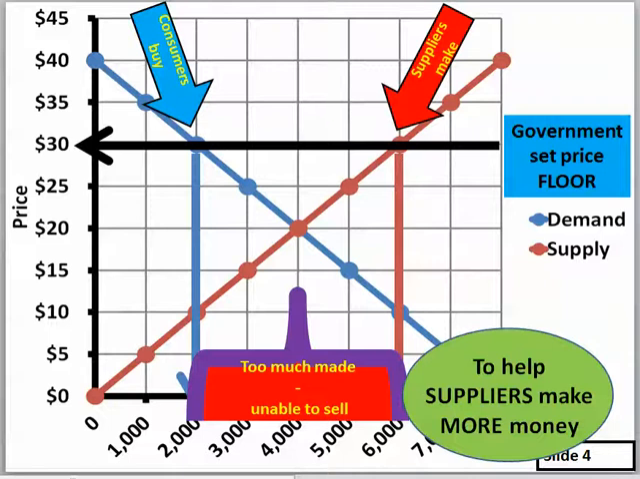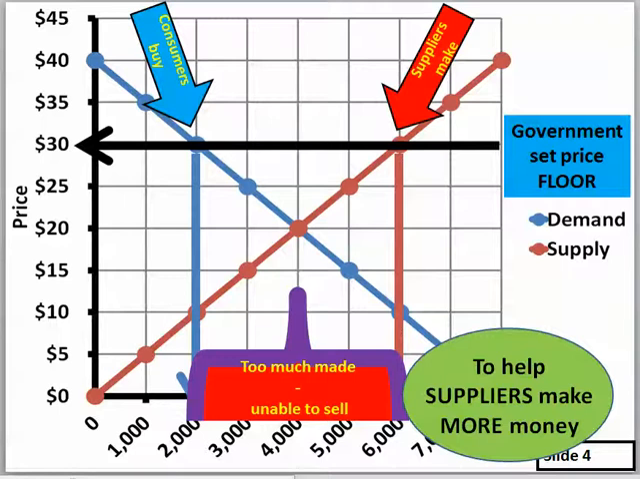Now, what we find immediately, though, is at this new higher price, as you see in the blue arrow, the consumers are only willing to buy less of the product. However, at this higher price, the suppliers want to supply a lot of the product. And so as you see with the bracket at the bottom, the purple bracket with the red insert, there is too much product made by the suppliers and they're unable to sell that extra product.